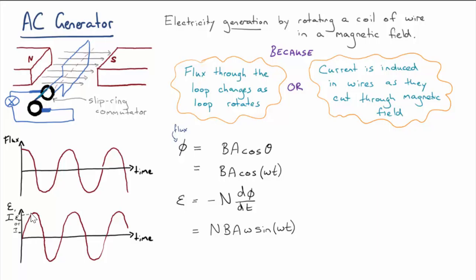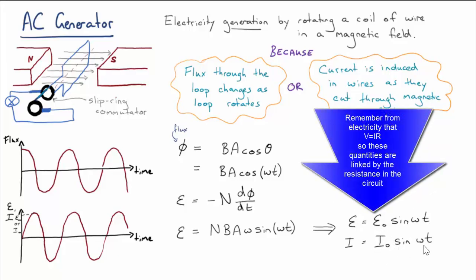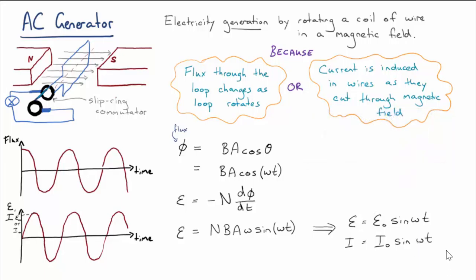E0 or I0 corresponds to that maximum of the EMF or of the current. So those final expressions would be some maximum value for the EMF times the sine of omega t, and the maximum value for the current times the sine of omega t, where omega is the angular velocity, so how many radians per second it's moving through. And that's what we're looking for: the expression of how EMF and current change through time.